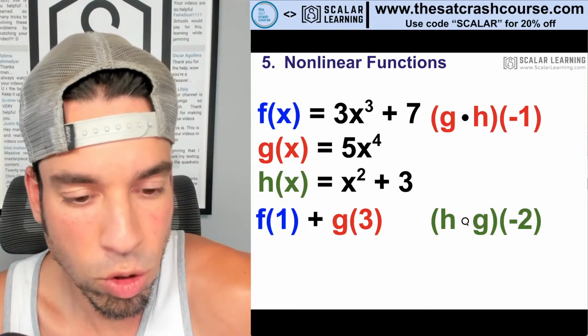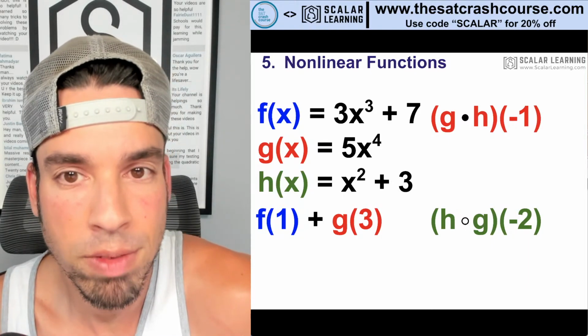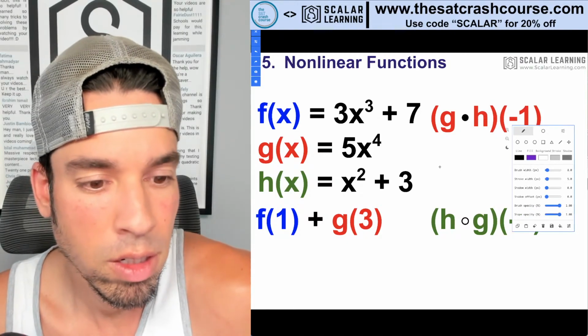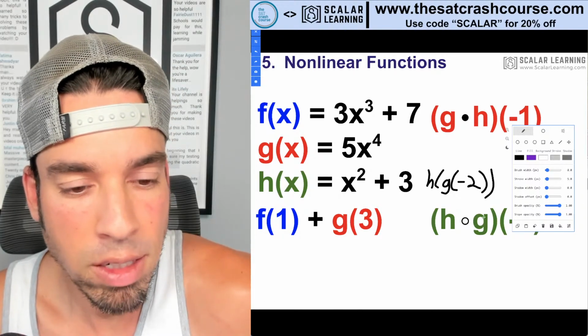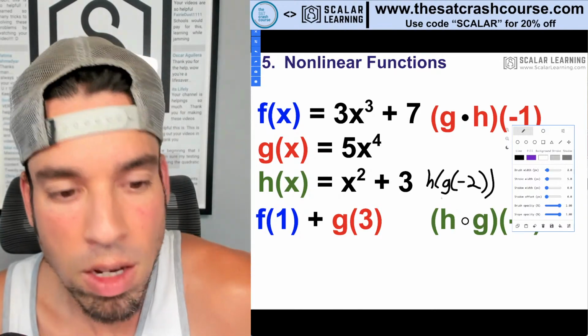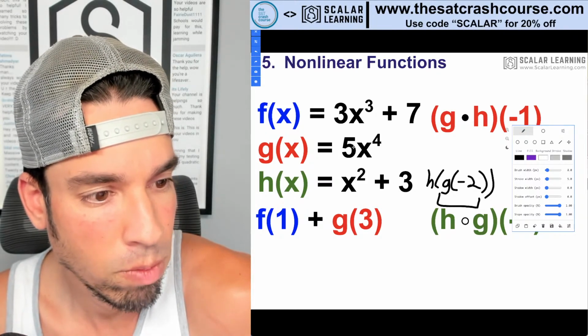So you see this open circle, this is function composition, okay? So this means h of g of negative 2. The way I like to rewrite this is h of g of negative 2. That's an easier notation, and it still means the same thing. So this tells me I first need to find g of negative 2, so I'm going to plug in negative 2 in here, right?